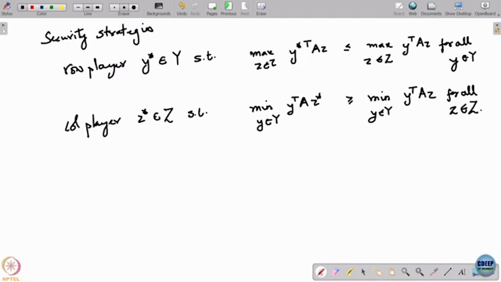Okay, all right. So now, assuming that these security strategies exist, these were called the security levels, the mixed security levels. This is what we called V_m upper bar of A, and this is what we call V_m lower bar of A. And now, assuming such security strategies and security levels exist, we derived last time this series of inequalities.